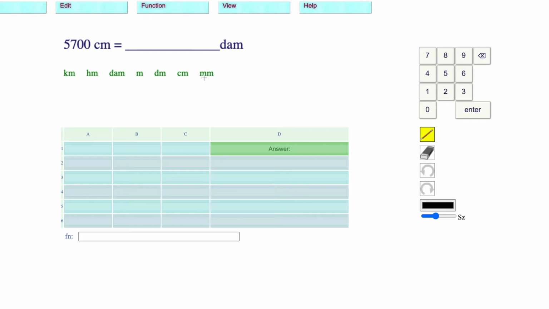On each step on the diagram, there are 10 millimeters in a centimeter, 10 centimeters in a decimeter, 10 decimeters in a meter. Every step on the diagram is a factor of 10. If we're moving this way, you're dividing by 10. If you're moving this way, you're multiplying by 10 each step.